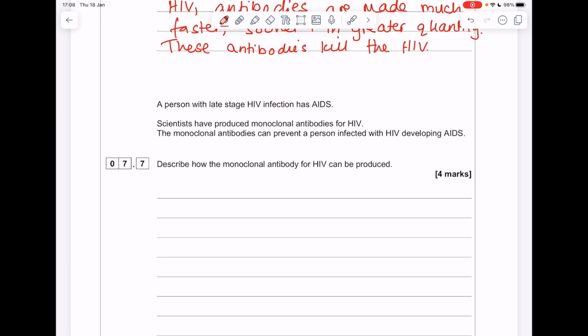A person with late-stage HIV infection has AIDS. Scientists have produced monoclonal antibodies for HIV. The monoclonal antibodies can prevent a person infected with HIV developing AIDS. Describe how the monoclonal antibody for HIV can be produced.